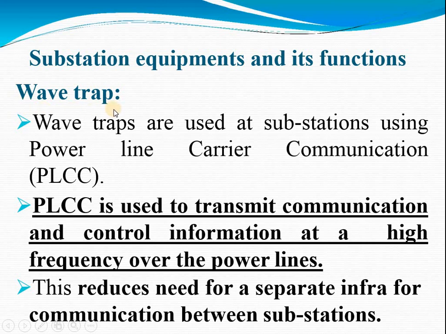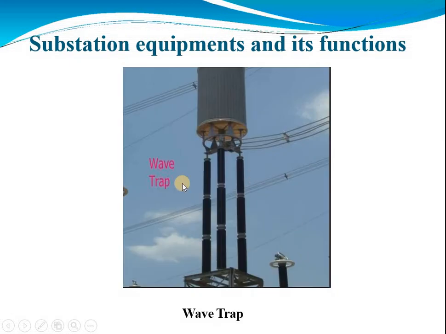The next equipment is the wave trap. Wave traps are used at substations using power line carrier communication, that is PLCC. PLCC is used to transmit communication and control information at a high frequency over the power lines. This reduces the need for separate infrastructure for communication between substations. So these are the wave traps.